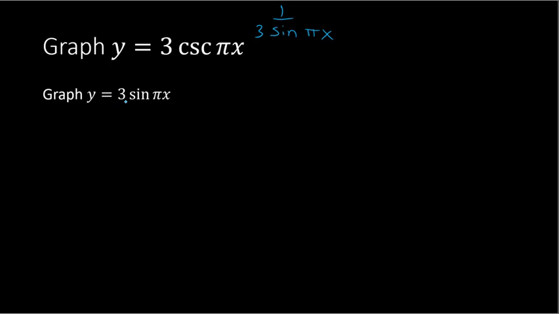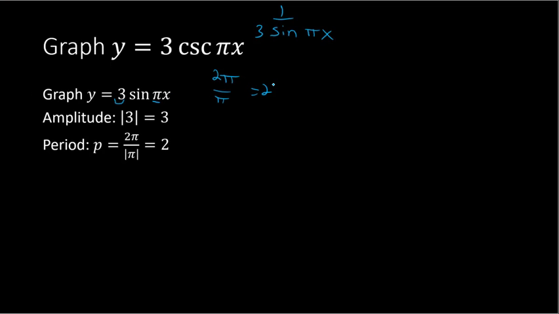So if you're graphing the sine function, 3 is the amplitude, and then our period we find by doing 2 pi divided by the absolute value of pi, which would just give you 2. So the period of this function would be 2, the amplitude would be 3.